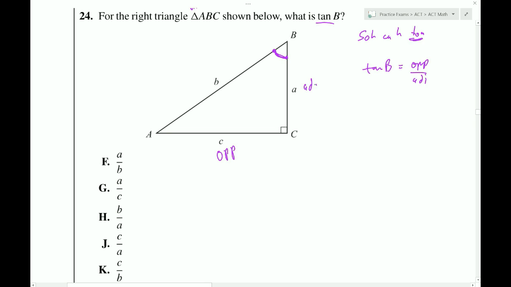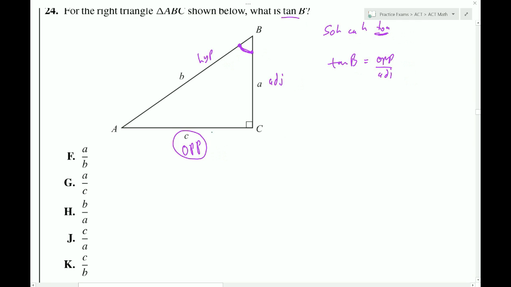The adjacent is the one that's not the hypotenuse, and the hypotenuse is the longest side, always across from the 90-degree angle. Okay. So now we just have to figure out what the opposite side is and the adjacent. So the opposite is C, the adjacent is A. So that matches with answer choice J.